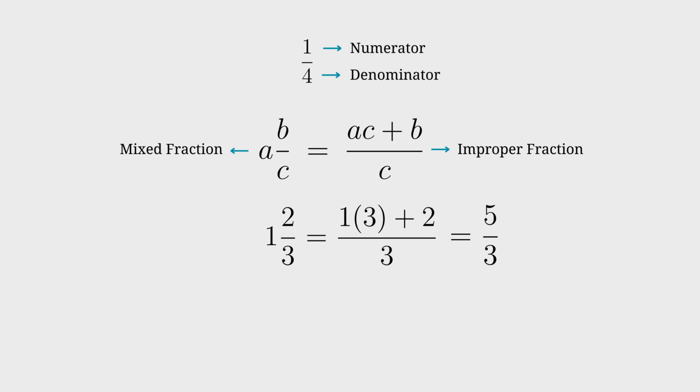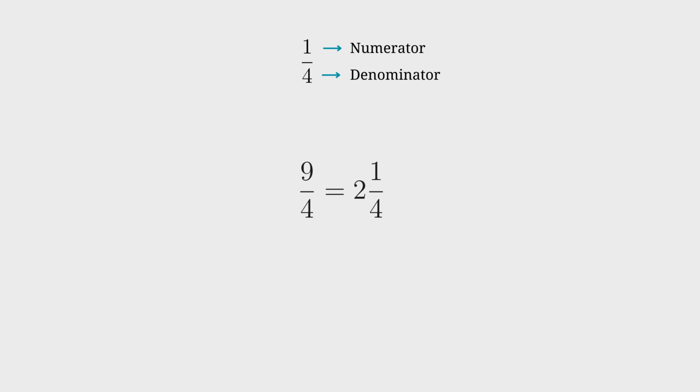To go from an improper fraction to a mixed fraction, see how many times 4 goes into 9. It goes into 9 twice. So 2 will be your value next to the fraction. And 1 still remains, so then you put the remainder of 1 on top of the denominator, which is 4.